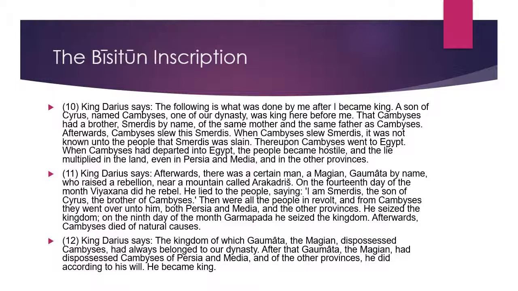King Darius says, "Afterwards there was a certain man, a Magan, Gumata by name, who raised a rebellion near a mountain called Akadris. On the 14th day of the month Vixana did he rebel. He lied to the people, saying, 'I am Smerdis, the son of Cyrus, the brother of Cambyses.' Then were all the people in revolt, and from Cambyses they went over unto him, both Persia and Media and the other provinces. He seized the kingdom on the 9th day of the month from Mapada. He seized the kingdom. Afterwards Cambyses died of natural causes."